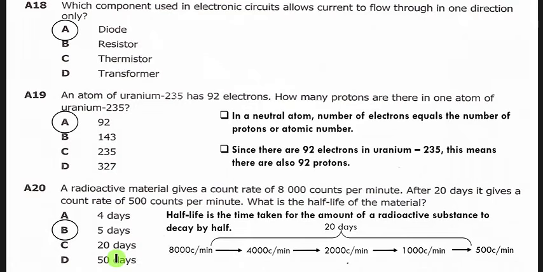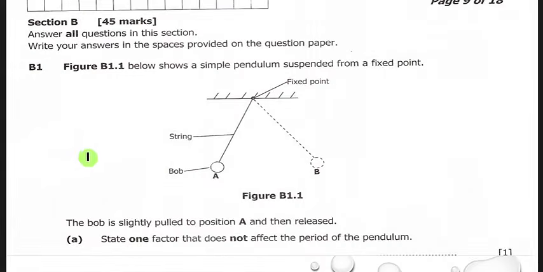All right. So now let's move to section B. So this is section B here, and you write answers in the spaces provided. B1 says figure B1.1 below shows a simple pendulum suspended from a fixed point. So this is a fixed point, and this is a pendulum which consists of a bob and a string. Then it is swinging from here to that point. The bob is slightly pulled to position A and then released. When it is pushed here and released, it will start swinging like that.